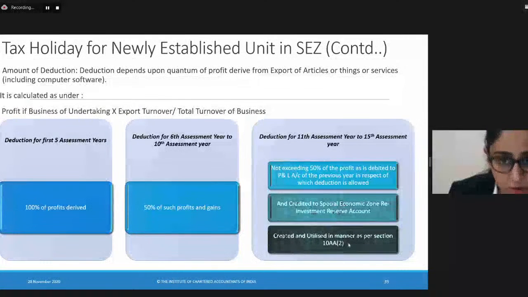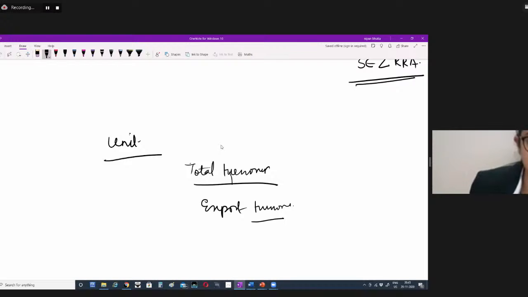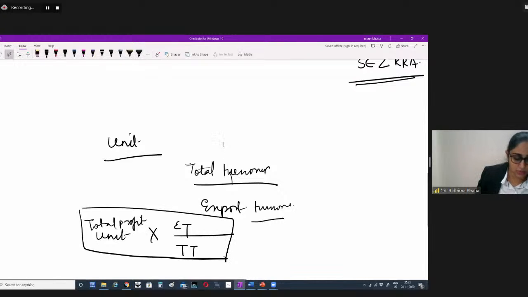Zone reinvestment reserve account. Total turnover can be from my domestic sales and export sales. Okay. So total turnover, then I will have obviously my export turnover. This much I know. So the profit of the unit which is located in SEZ, the total unit's profit, I want simple unitary method: into export turnover upon my total turnover. Any doubt? This is how I will calculate the export profit.